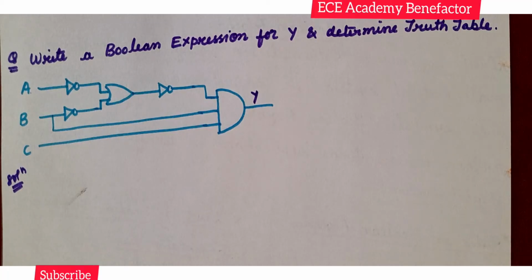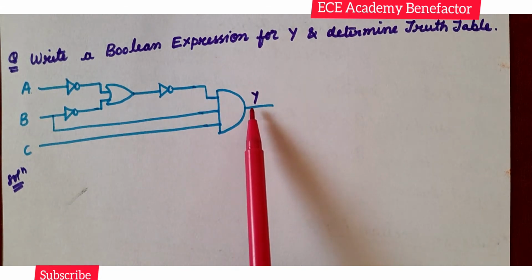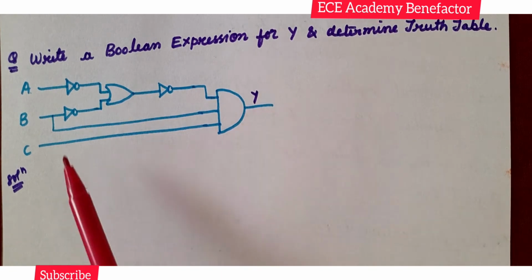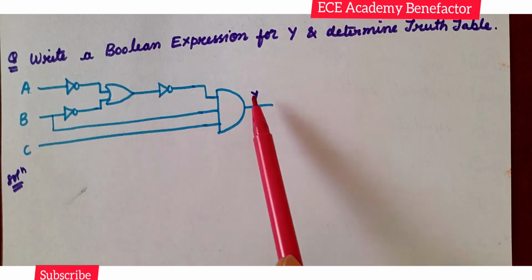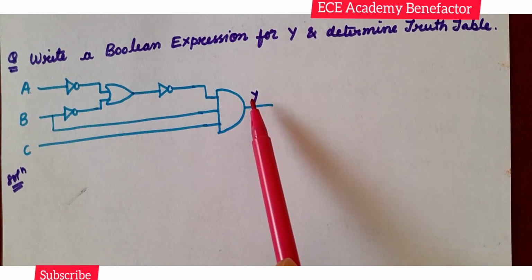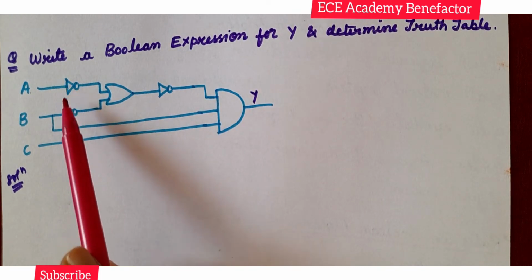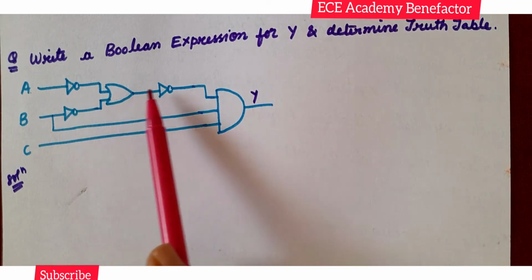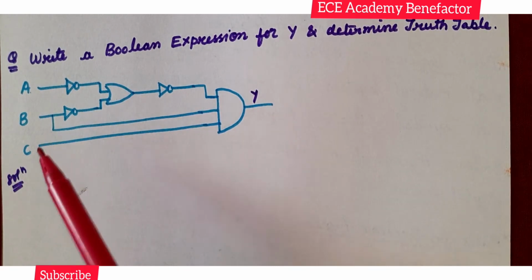In this class I will be solving a problem: how to write a Boolean expression for a given circuit diagram and determine its truth table. The given problem is to write a Boolean expression for y and determine its truth table. In this diagram, A, B, C are the input variables and y is the output variable. As you are familiar with the logic gates, this is NOT gate, OR gate, NOT gate, AND gate. So, let us start the solution.